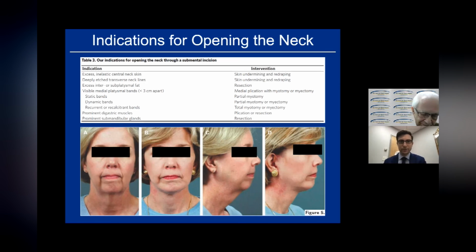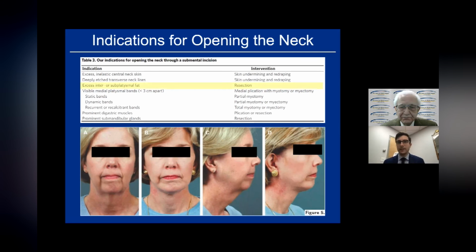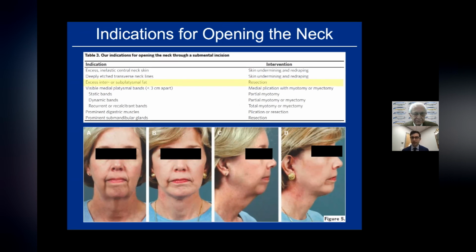So last, we would just like to review the indications for opening the neck that we include in table 3 of our paper. The first deals with the skin quality and quantity. For patients with excess inelastic central neck skin or deeply etched transverse lines, opening the neck really facilitates skin undermining and redraping. For patients with excess inter or subplatysmal fat, again, opening the neck is necessary, submental neck lift approach for resection of that.